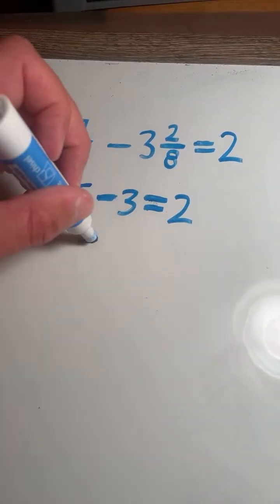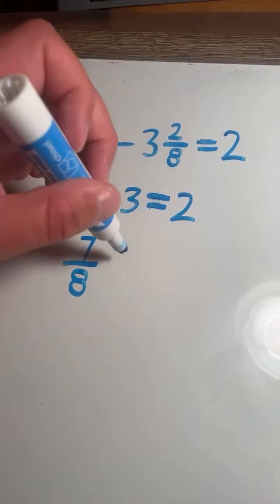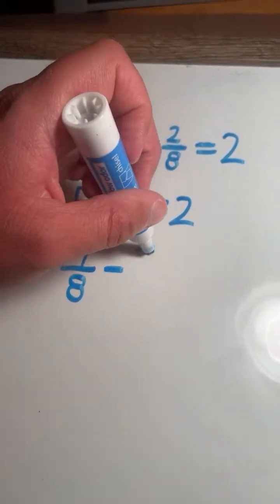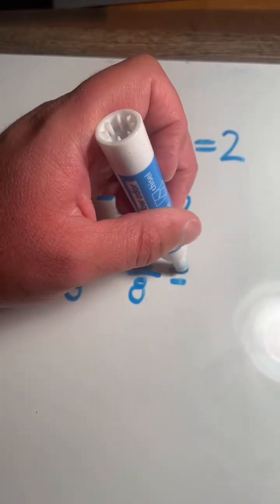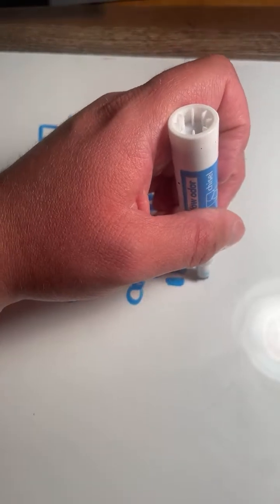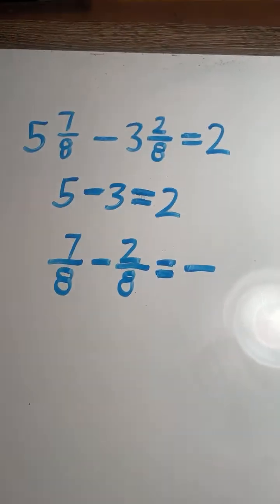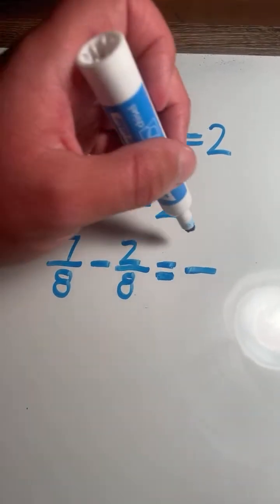Next, we got to subtract our fractions. And again, subtracting fractions is just like subtracting whole numbers, except we keep our denominator the same. Denominator, aka the bottom number in the fraction. So 7 minus 2 equals 5.